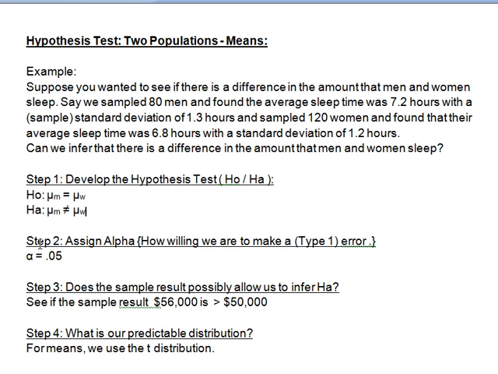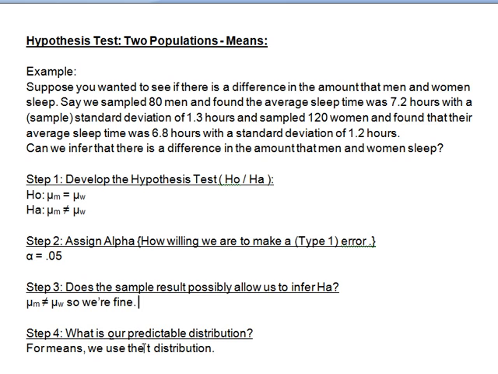Okay. So step two is assigning alpha, how willing we are to make a type 1 error. And if it doesn't say in the problem, then we use a default of 0.05. Now step three is, did the sample results possibly allow us to infer HA? And we have that the mean of the men is not equal to the mean of the women, so we're fine.